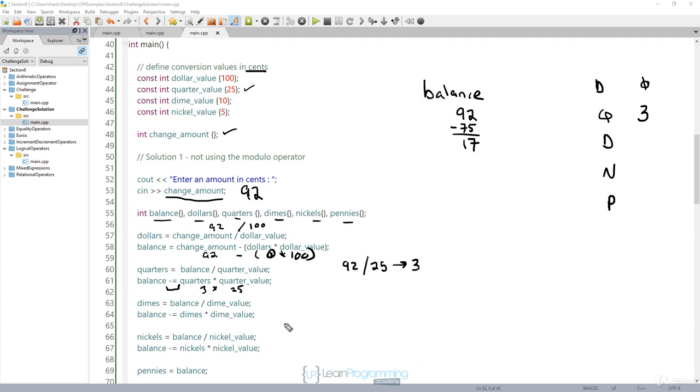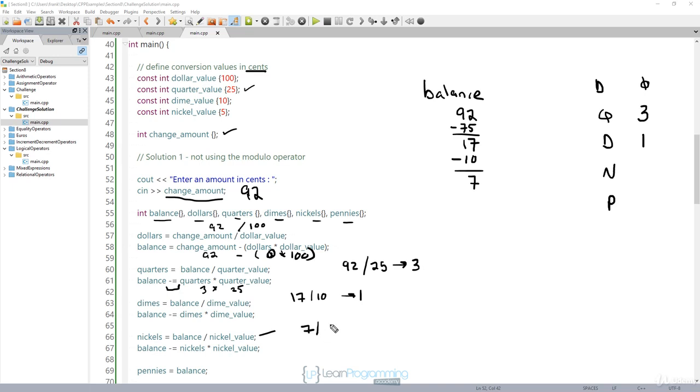Now I can work on the dimes. How many dimes? Well, it's the balance, which is 17, divided by 10 cents per dime. So this is going to give me 1. So that's 1 dime. And I'm going to do the same thing here. Hopefully you can see what's going on. I'm going to subtract 1 dime, which is 10 cents each, from the balance. So I'm going to subtract 10 from the balance. Gives me 7.